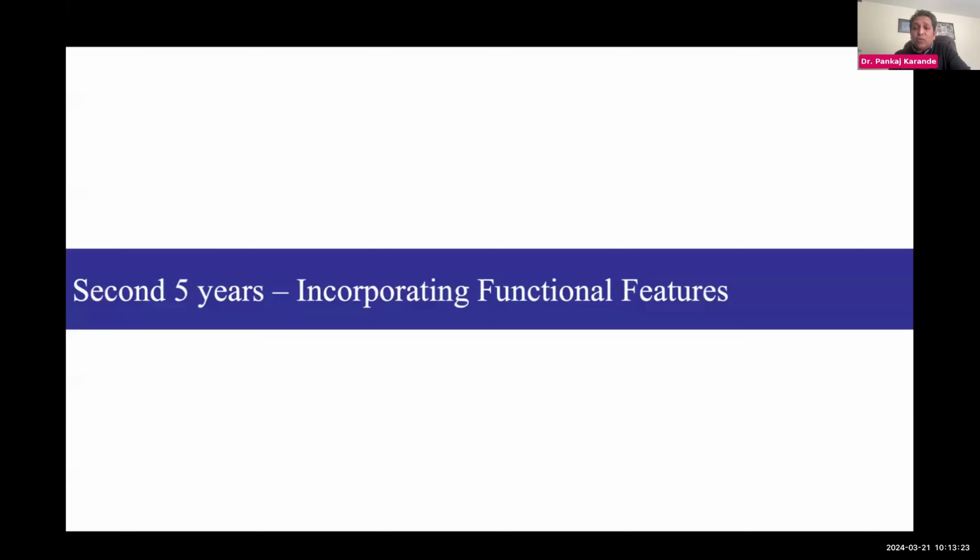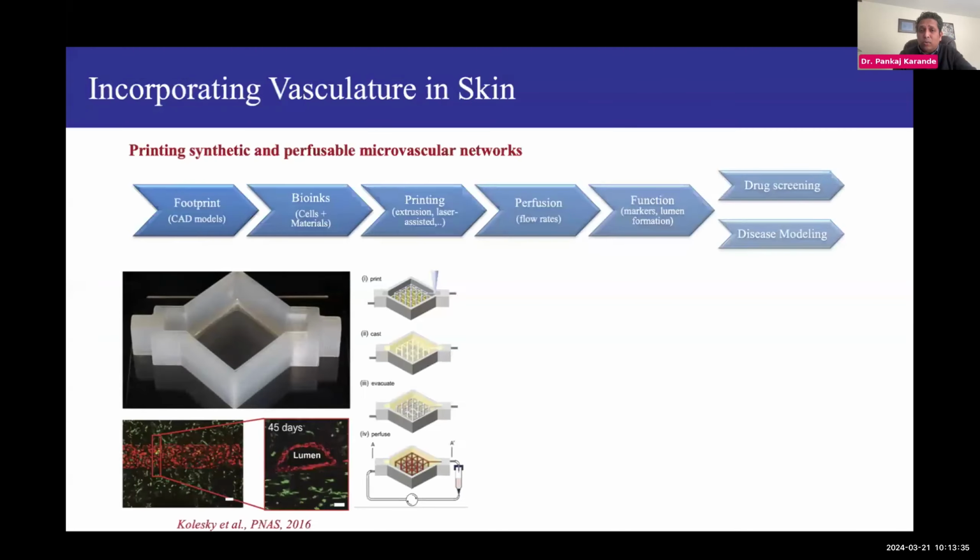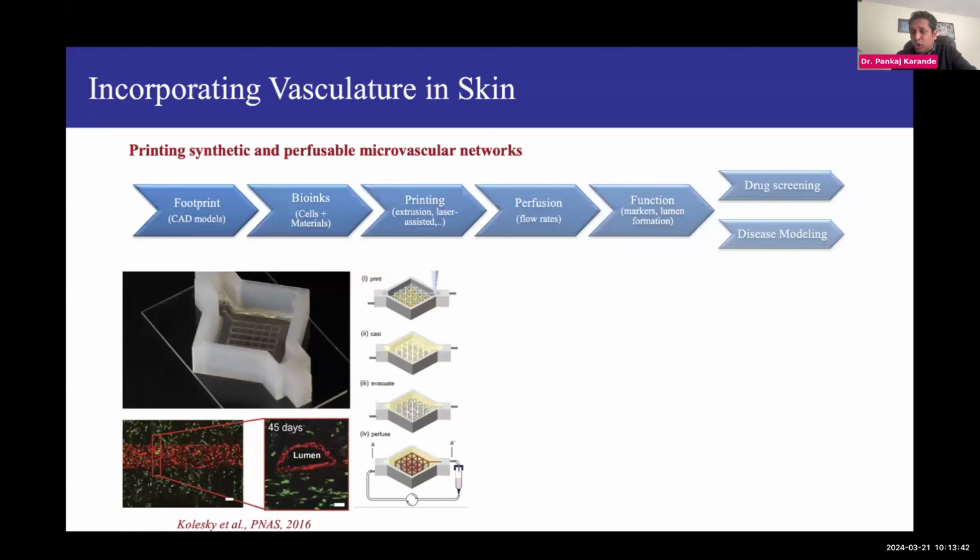And so then the next challenge was, well, can we make this more sophisticated? If you remember when I showed you the slide comparing what normal grafts today look like compared to what skin looks like, there's a lot of differences. Vasculature is a really important one. And when we were doing the study, there were some examples of showing how to incorporate vasculature in skin.